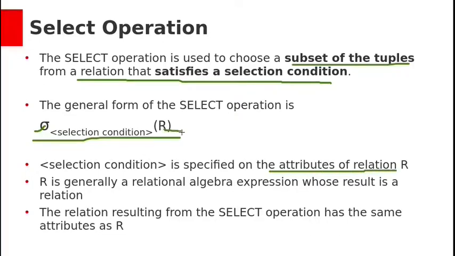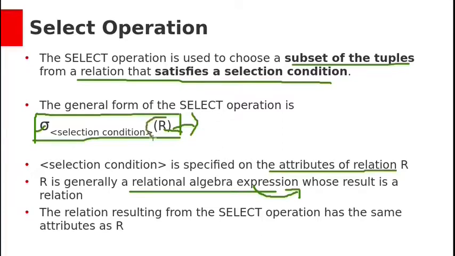Here R might be single relation or it might be a relational algebra expression. This expression result is also a relation. The result of this select operation will contain same number of attributes as this relation R. Suppose if relation R has n attributes, then result of this selection operation will also contain n attributes.